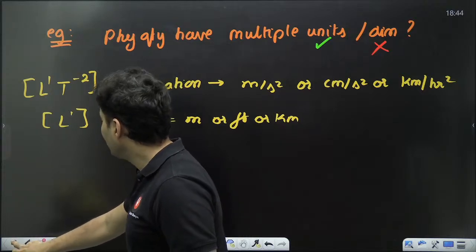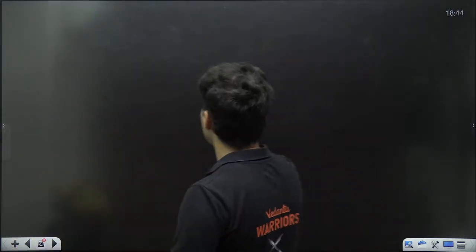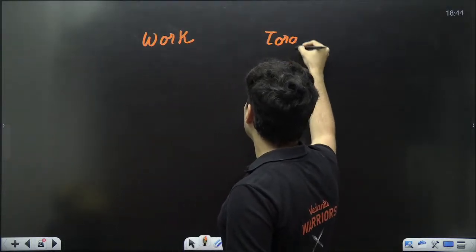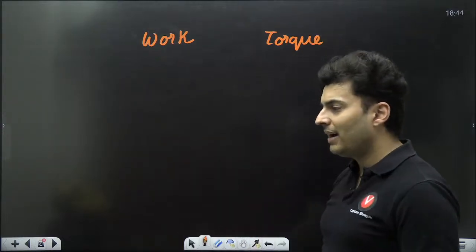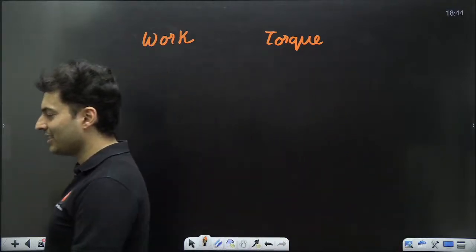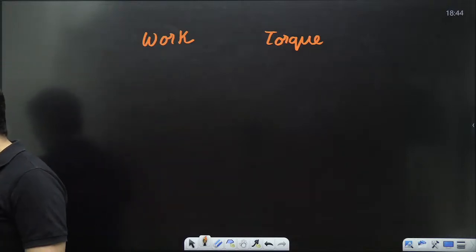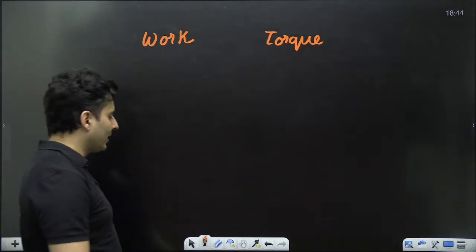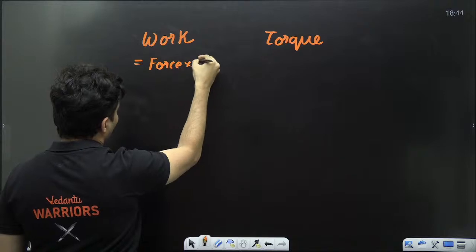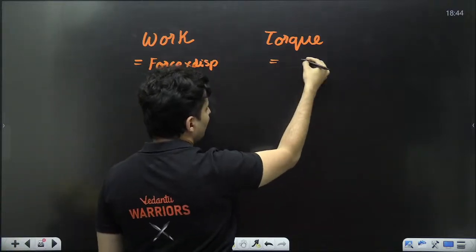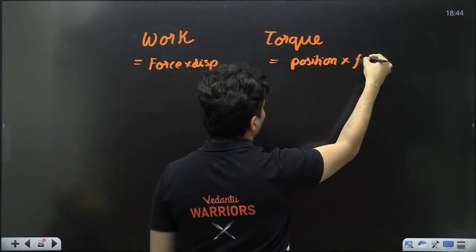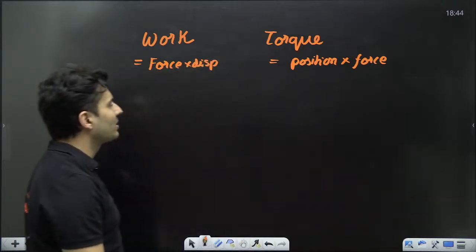Okay, one more thing which reminds me, this is a very famous example: work and torque. Do they have the same unit or do they have the same dimension? Come on, think about it. Work and torque. Work, formula wise, is force multiplied by the displacement, and torque, formula wise, is the position multiplied by the force. Position of the force into the force.